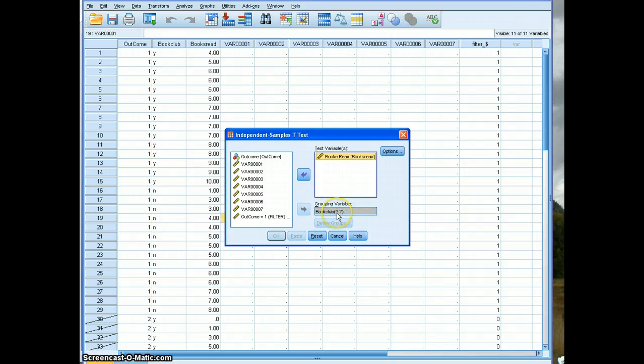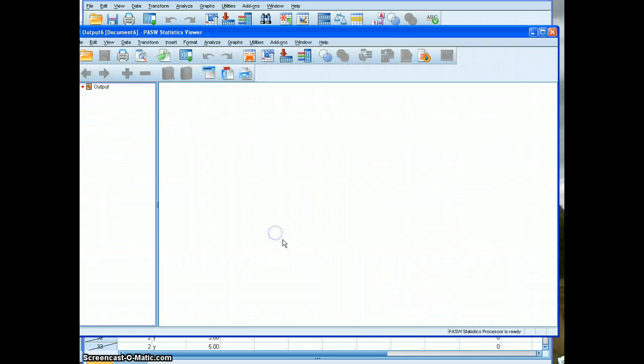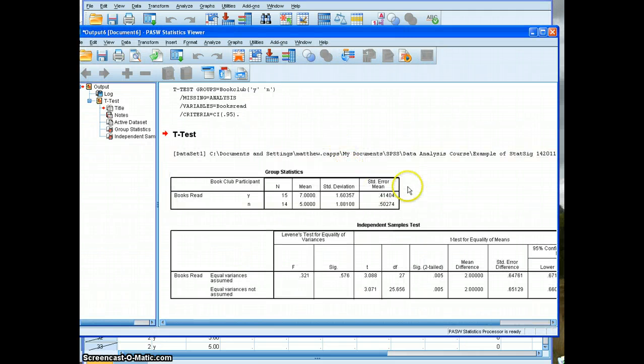Now, it asks you to define this. Well, our options are either yes or no. So I hit OK. Now, you'll notice that I had 15 students who were in the book club. They have a mean, and if you're looking on page 16, the mean is 7. I had 14 kids who were not in the book club, and they have a mean of 5. There's a standard deviation.